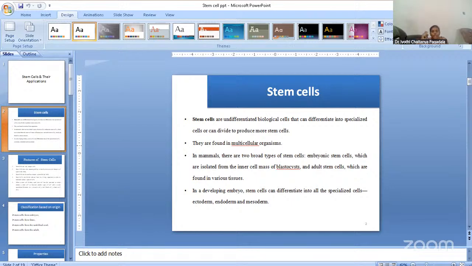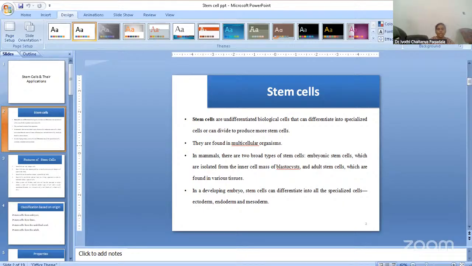Here I wanted to introduce one term, totipotency, that we will discuss in the later slides also. It means the ability of the cell to divide and redivide is called totipotency. So these properties may differ between various stem cells.